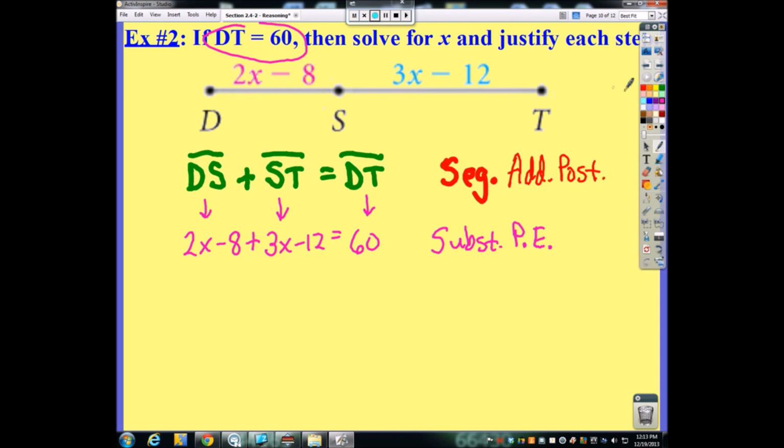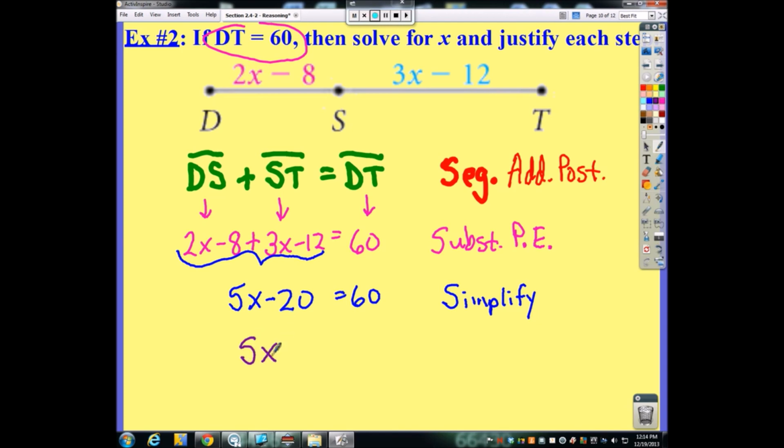And now from here, it's nothing more than the algebra problem. All right, so now I need to look over here. We need to combine some like terms. Let's see, we've got 5x and minus 20 equals 60. What was that step called where we added like terms? I believe that step was called just simplifying. And then from here, what would I do? Well, I would want to add 20 to both sides. So if I add 20 to both sides, that 60 is going to turn into an 80. And that's the addition property of equality.